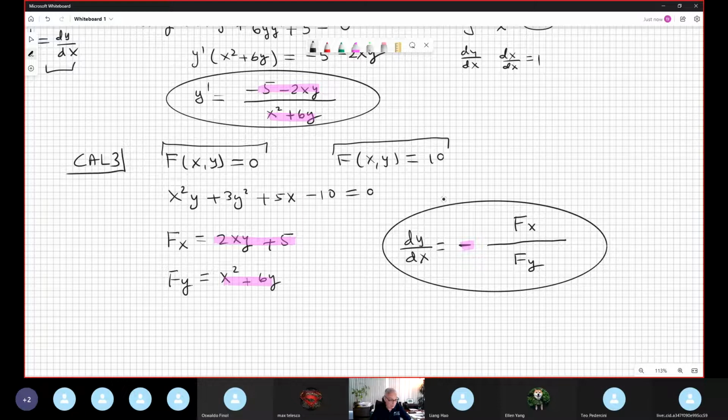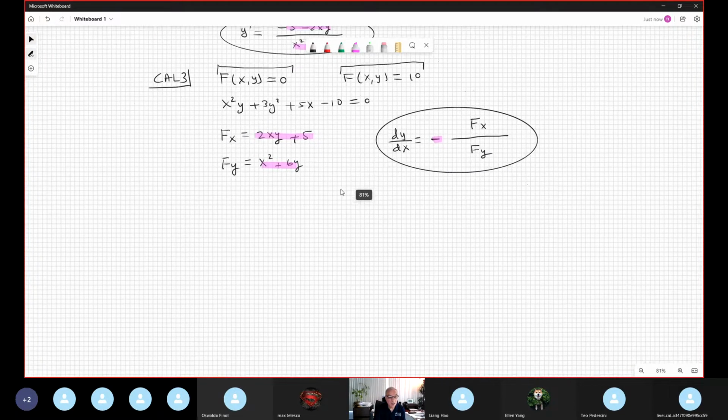Now, this is the antique way we were doing it in Cal 1. Now, we apply the implicit differentiation theorem to find that. Do you follow me? Okay, let's do one example 2.